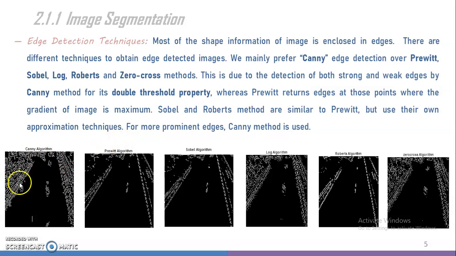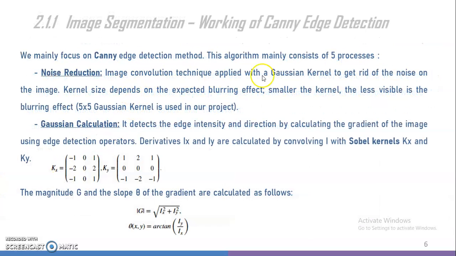Like we can see here, with Canny, more edges are detected with respect to the others. Here all the weak edges and strong edges are detected, so we mainly focus on this. Now here is the main mathematics or the algorithm behind the Canny edge detection method.